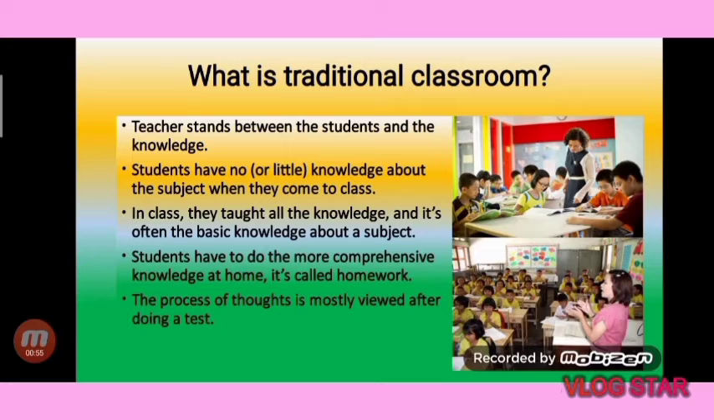Next, what is a traditional classroom? In the traditional model, the teacher stands between the students and the knowledge. Students have no or little knowledge about the subject when they come to class. In class, they get taught all the knowledge, and it is often the basic knowledge about the subject. Students have to do the more comprehensive work at home. It's called homework. The process of thought is mostly viewed after doing a test.